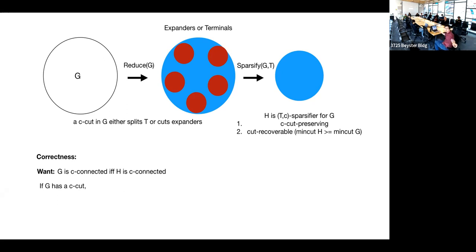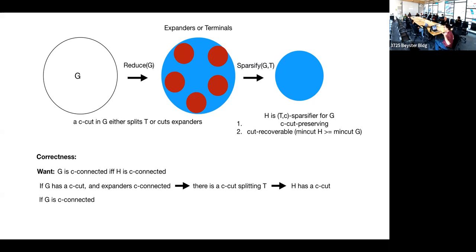So let's say G has a cut, and an expander has a cut as well. Then we are done, because the algorithm says we're going to check for a cut in every expander. Now let's assume that the graph has a cut, and the expander is C connected, so I cannot find any cut in the expander. Then it's guaranteed that there has to be a cut that splits T. That also means graph H must have a cut, because the sparsifier says it will preserve the cut at the split terminal.